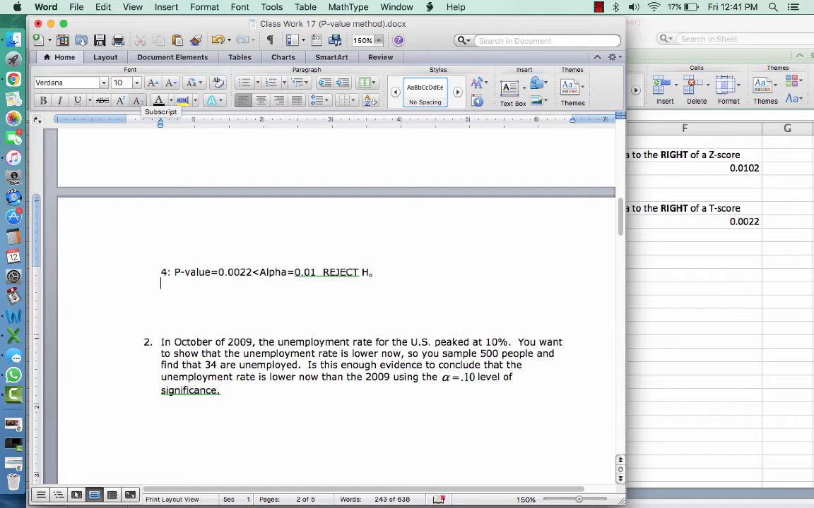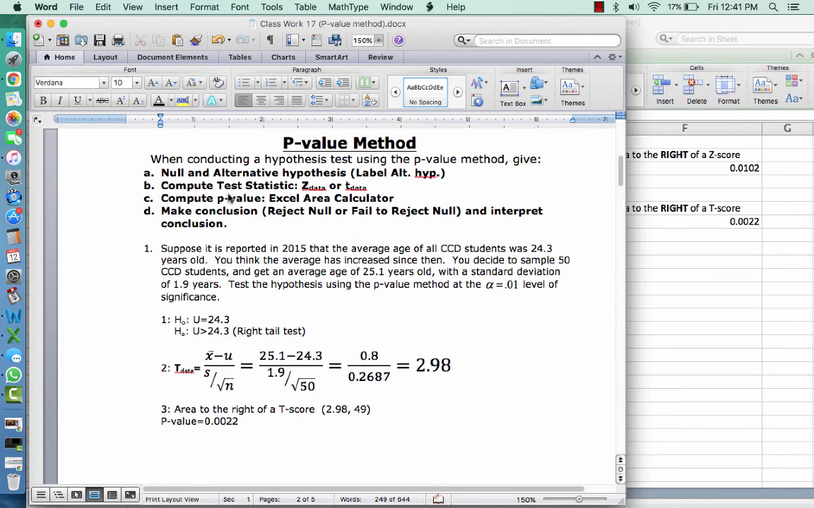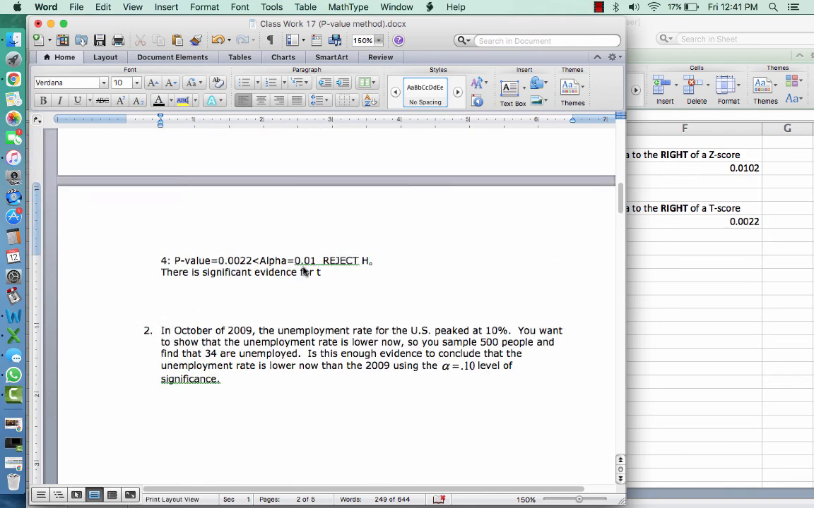Whenever I reject the null hypothesis, I say there is significant evidence, so I always start with that, evidence for, and then whatever the alternative hypothesis says, that we think that the average age has increased from 24.3. So significant evidence that the average age has increased from 24.3.